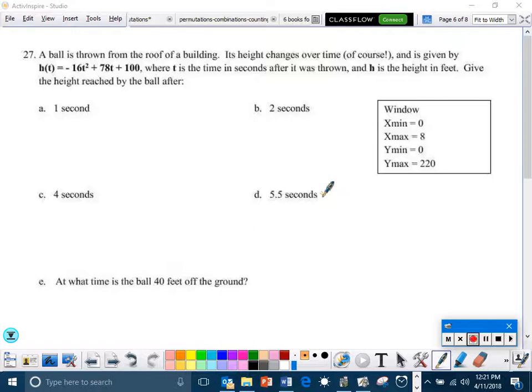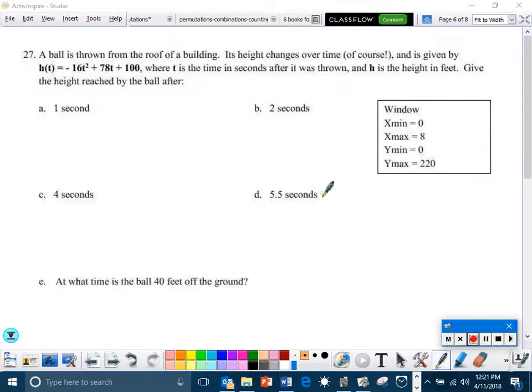Number 27, a ball is thrown from the roof of a building. Its height changes over time and is given by that equation, negative 16t squared plus 78t plus 100, where t is the time in seconds after it was thrown and h is the height in feet. Give the height reached by the ball.